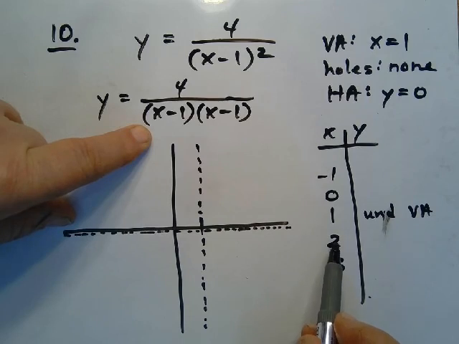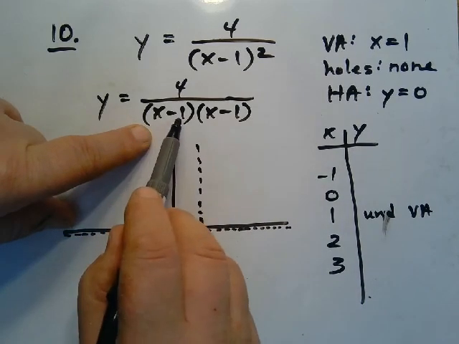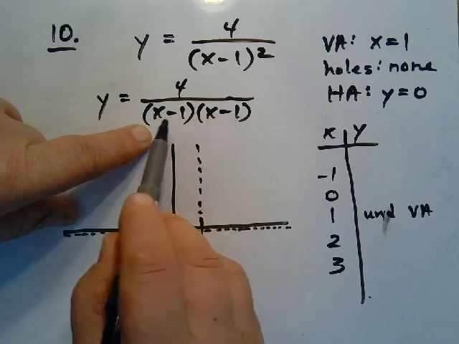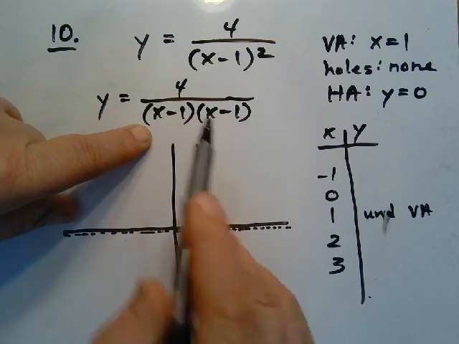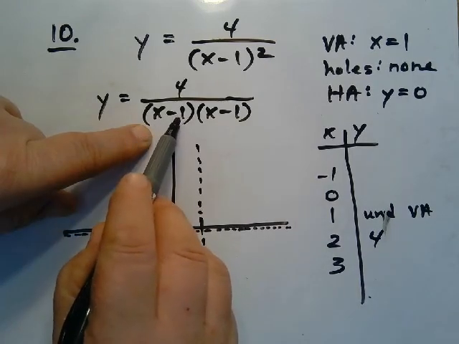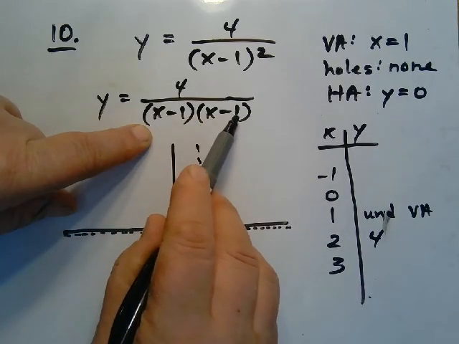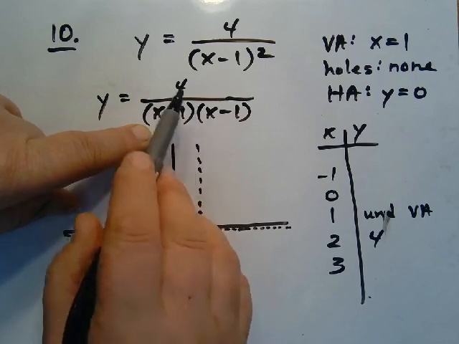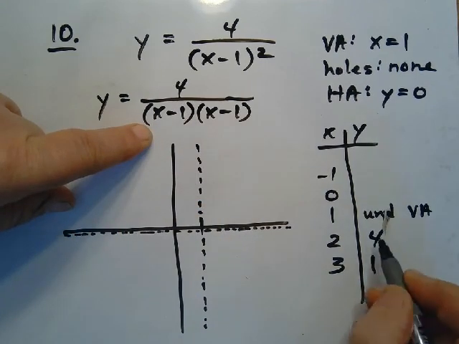Let's put 2 in there. 2 minus 1 is 1. 2 minus 1 is 1. 1 times 1 is 1. 4 over 1 is 4. Let's put 3 in there. 3 minus 1 is 2. 3 minus 1 is another 2. 2 times 2 is 4. 4 over 4 is 1.